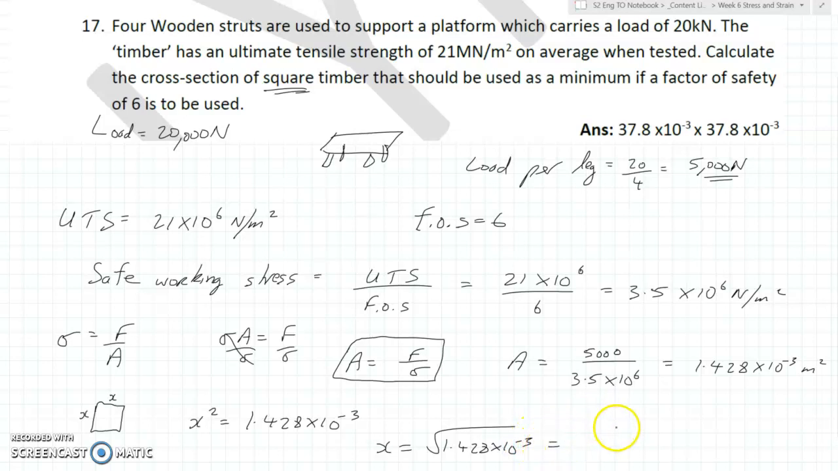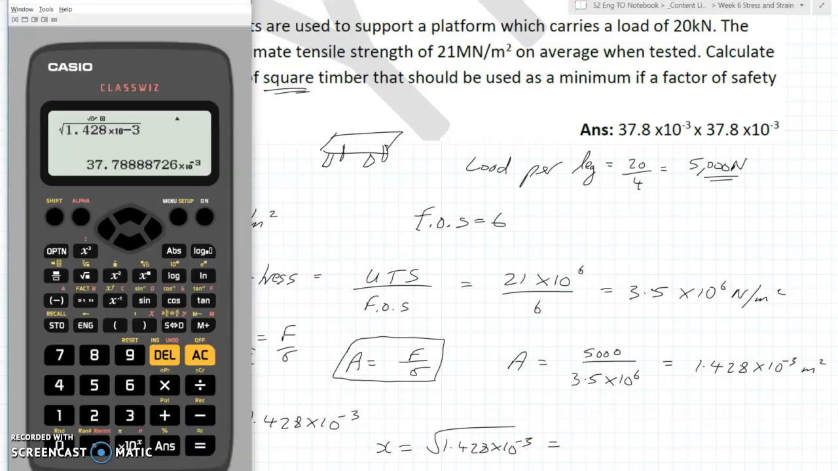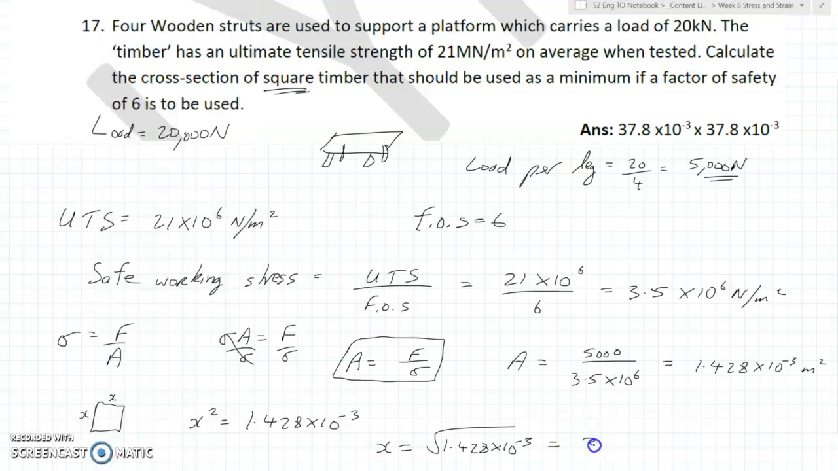If you bring that into the calculator, put in 1.428 by 10 to the minus 3, the square root of that, and press the eng key. To 1 decimal place, that comes out to be 37.8 by 10 to the minus 3 meters. That's the length of each side of the square. And that agrees with the answer given in the tutorial question.